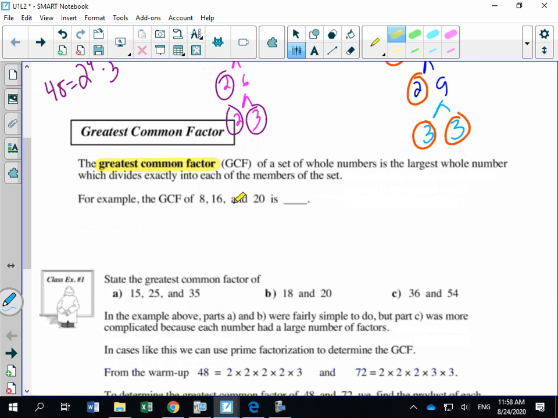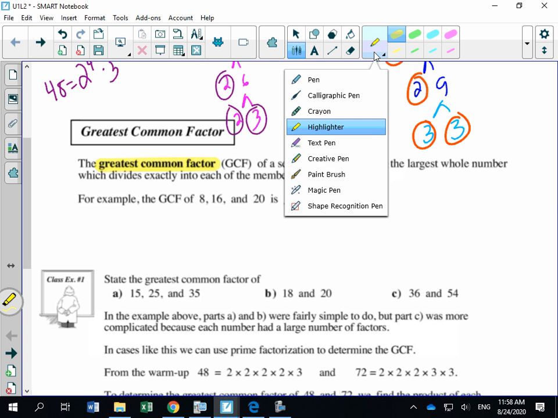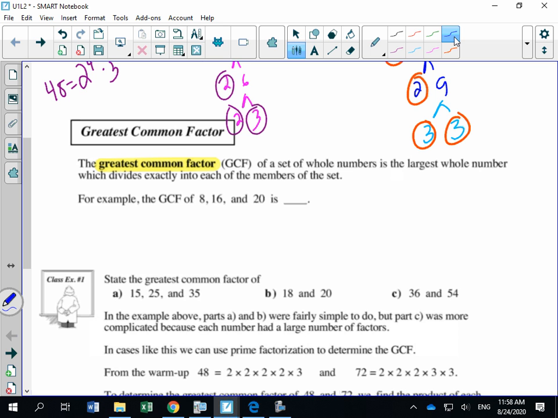So in junior high, you would have been given numbers like 8, 16, and 20, and you would have been asked, what's the greatest common factor of 8, 16, and 20? How your teacher would have taught this in junior high is they would have said, okay, what are the factors of 8? We did this in the first lesson as well. 1 and 8, 2 and 4. Those are the factors of 8.